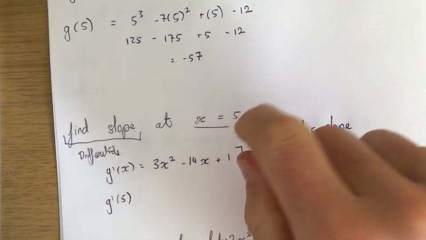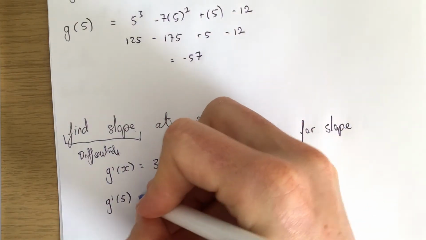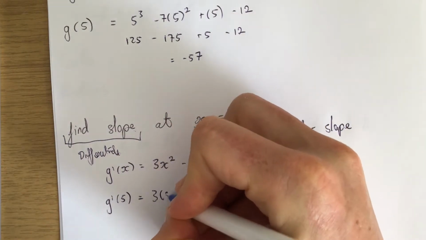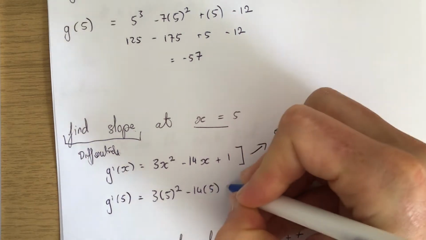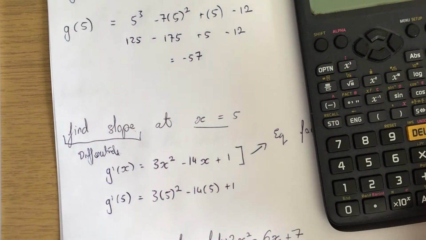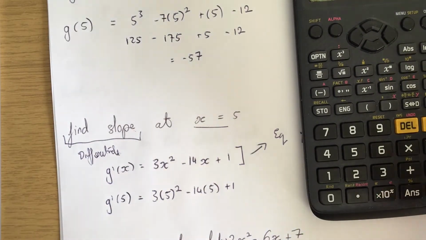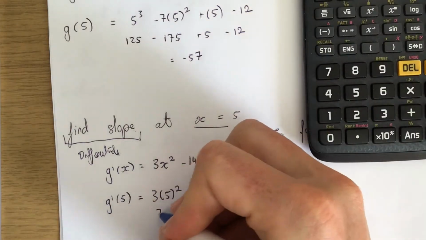So it could be x is 1, 2, 3, 4, 5, 6. In this case, it's x equals 5. So you will say this is going to be 3 times 5 squared minus 14 times 5 plus 1. So that's going to be 3 times 25. So that's going to be 75. Now we can check that on the calculator. 5 squared, and that equals 75.